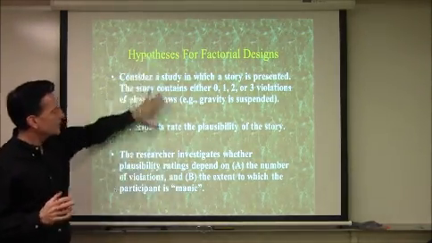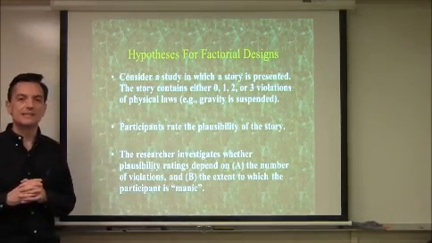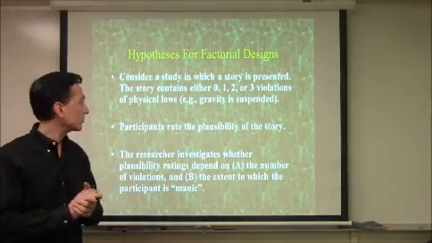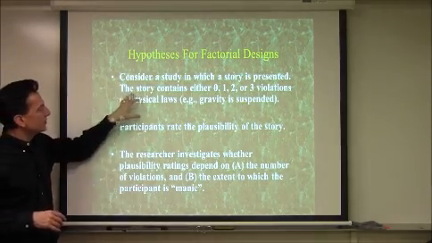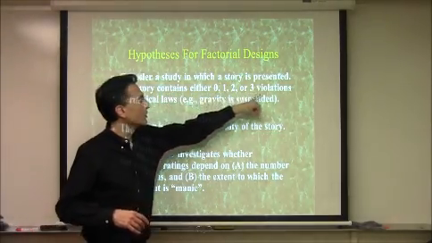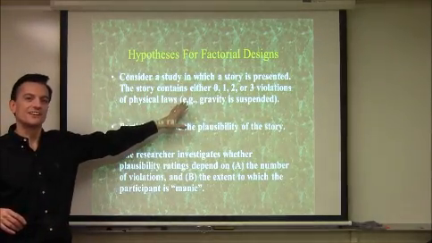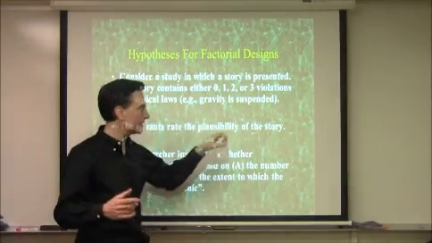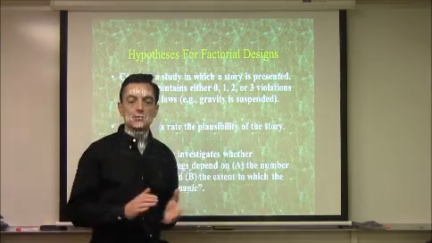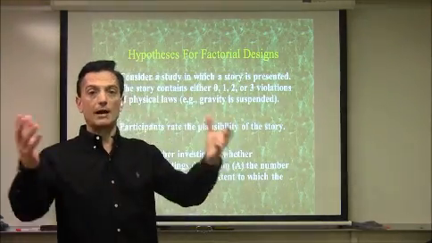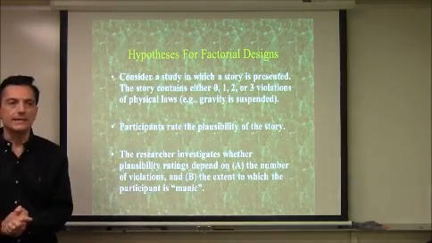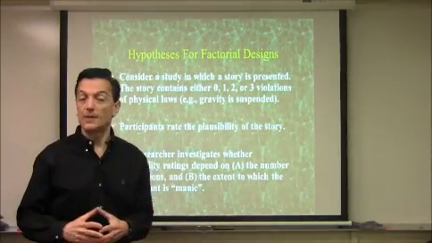So here's now the same structure that we had in the previous slide, but we'll throw in some actual variables. So consider a study in which a story is presented and the story contains either 0, 1, 2, or 3 violations of physical laws. As an example, we can create a study that has a violation of gravity. Maybe gravity is suspended. Maybe the story contains something about time travel, or maybe it changes the way that light operates or that sound operates.